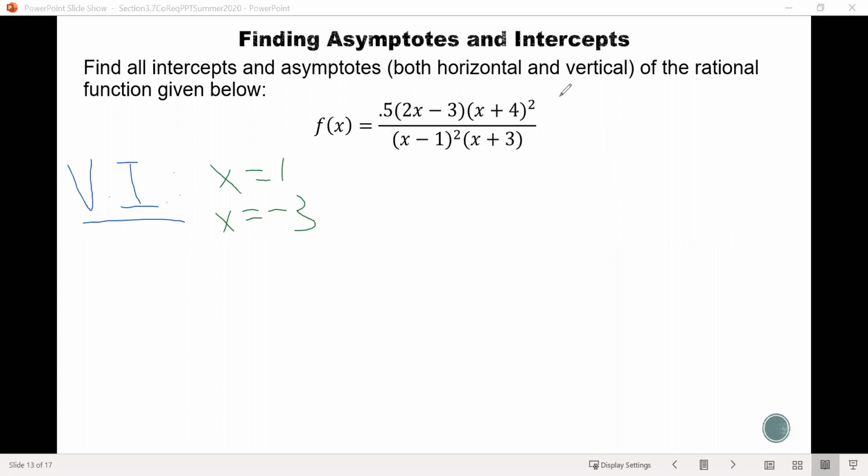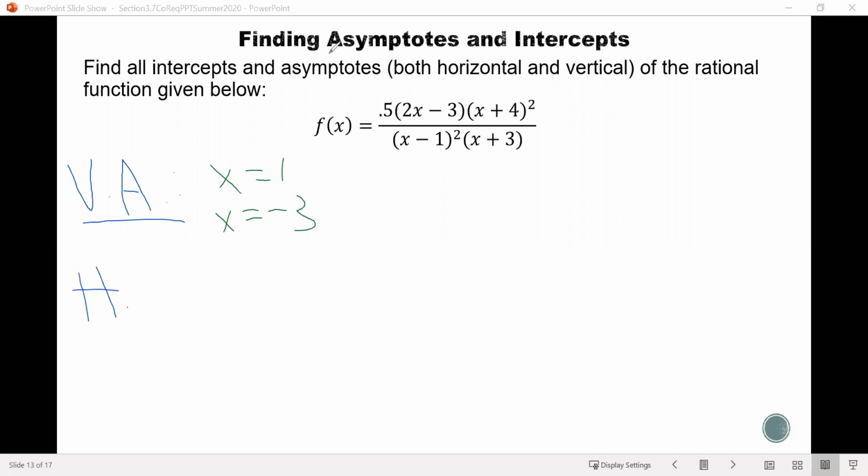We won't worry about this right this moment, but do notice that the x minus 1 is raised to the second power, and the x plus 3 is raised to the first power. That's going to be important when we go to graph this, but for now, we'll just note that. And I realize I put VI, I meant to put VA here. These are vertical asymptotes.